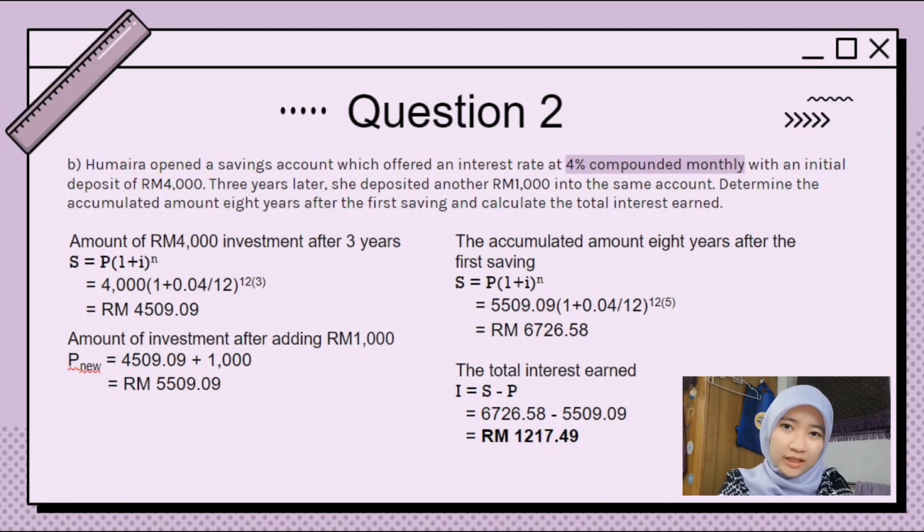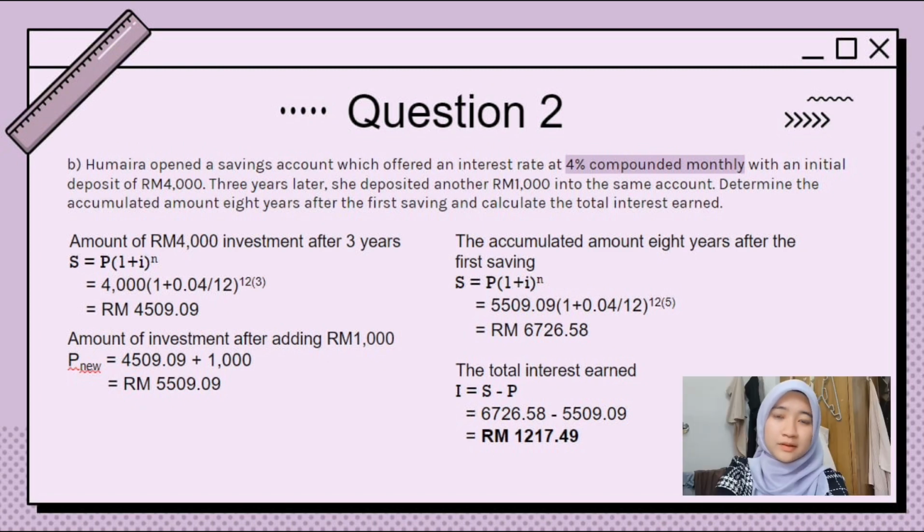After that, we need to find the new amount for the initial value of investment after adding RM 1,000. The future value previously obtained must be added to RM 1,000 in order to get 5,509.9 cents. Next, we apply the same formula to obtain the total amount 8 years after the first savings and enter the new initial value we calculated before. The periodic interest rate i still remains the same while the time changes to 5, because we calculated the period 3 years earlier and only have 5 years remaining.